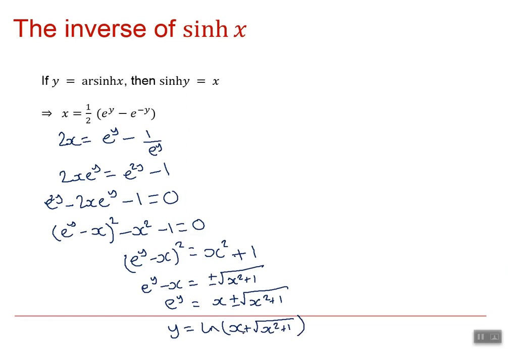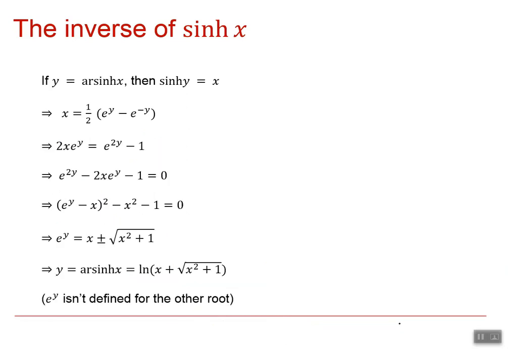Now, in this particular case, this would not be defined if we had a minus here, because that would be log of a negative. So arsinh is just defined for the positive root here. Okay, so there's a slightly neater version. You can see that it isn't defined for the other root.